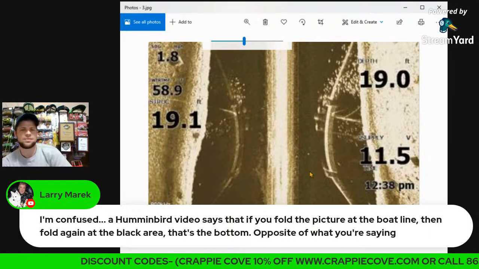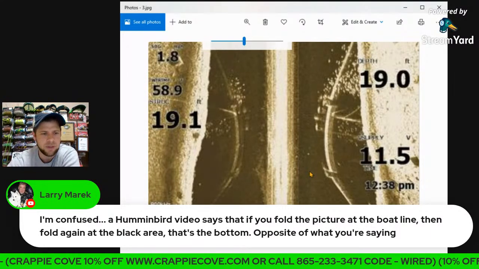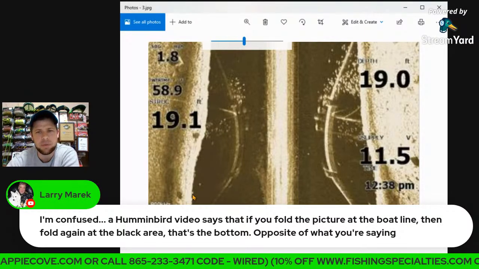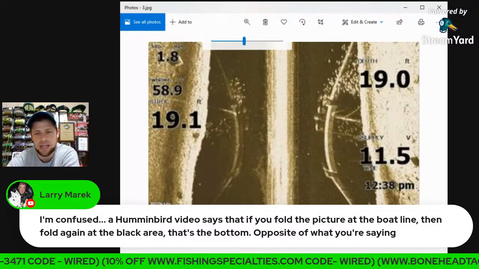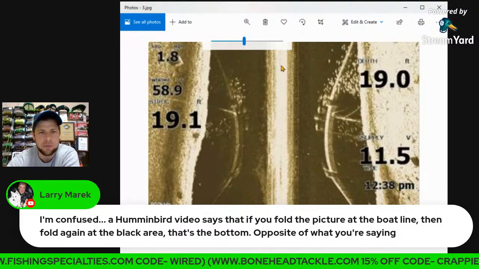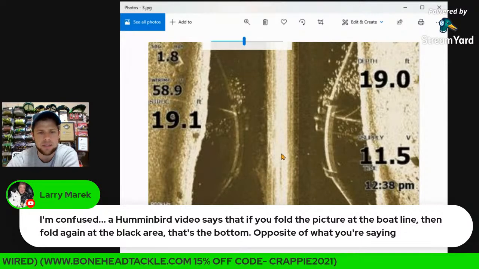All right. So take a look at this right here, guys. In this image, that's a little blurry, but it'll be all right. You're looking 35 feet to the left and 35 feet to the right. Here's the center line of your boat. This is a Lowrance image. Here's your center line of your boat right here, right in the center of the page.